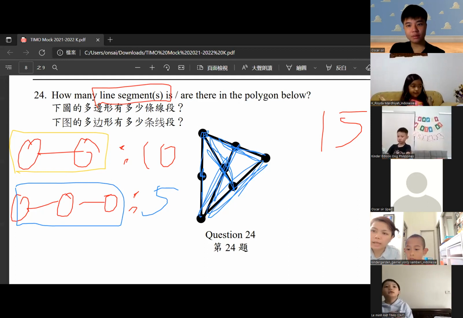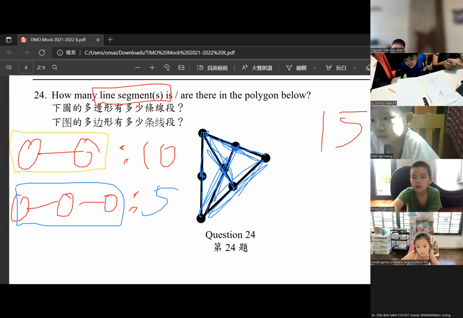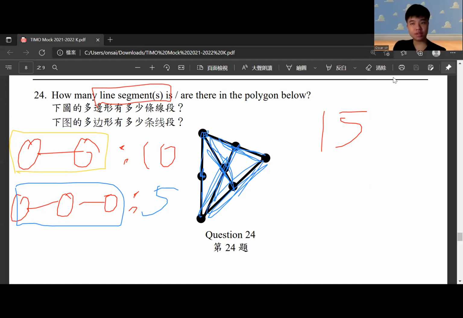Okay. A line segment is not just like a line. Okay, it's a segment. Okay, so we finish it.